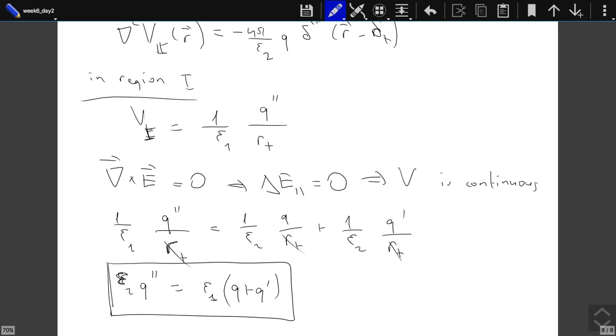Well, again, we can just consider the limit as epsilon 1 goes to infinity. If epsilon 1 goes to infinity, for this relation to be satisfied, Q plus Q prime should be 0. The image charge is minus the real charge. But if Q plus Q prime is 0 to start with, the right-hand side is 0. So Q double prime should also be 0. So in region 1, there are no electric fields, no images.